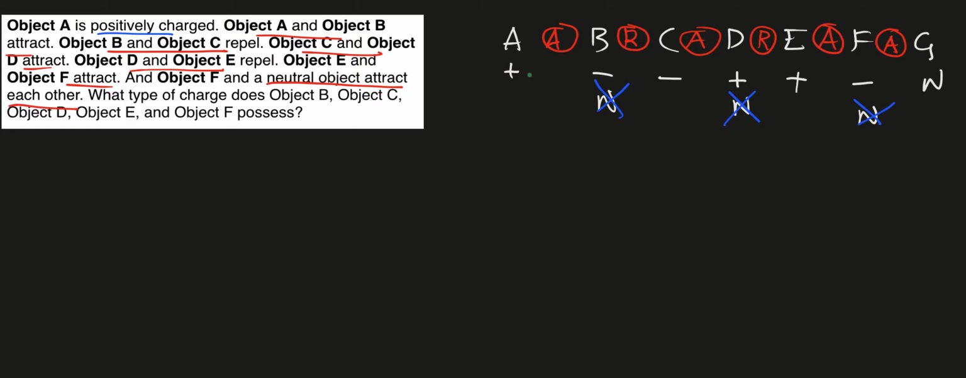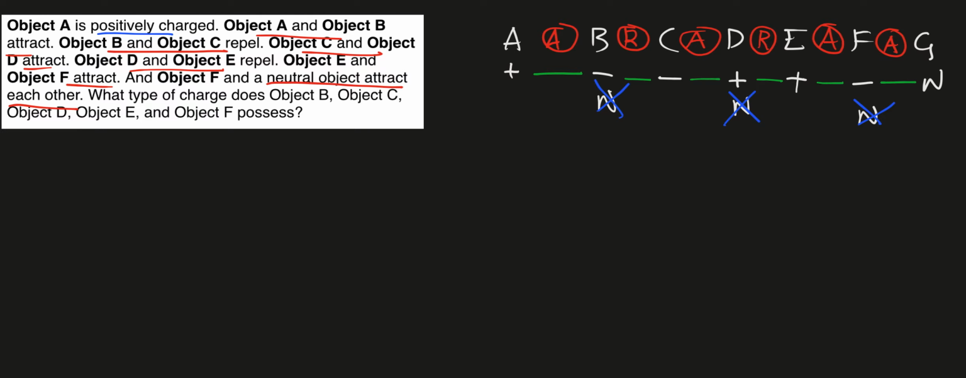So now I'm just going to double check and draw lines. A and B, sorry, A and B will attract because they're opposites. B and C will repel. They are the same sign. C and D will attract. They are opposites, minus and plus. D and E will repel. They are the same thing. Plus and plus, same sign, same charge is what I meant. E and F, plus and minus, are opposites, so attract. F and neutral, minus and neutral, will attract.